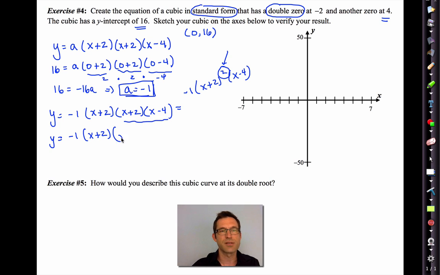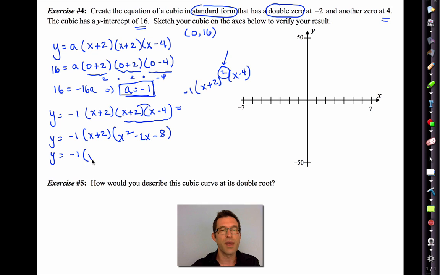So x times x is x squared, and then we got a 2x and a -4x, which is a -2x. 2 times -4 is -8. I start to do the algebra a little bit quicker as this course goes on because I assume that you can pretty much FOIL in your head at this point.